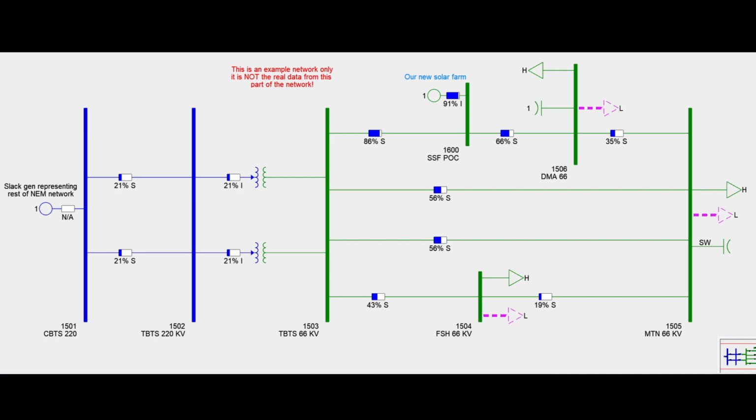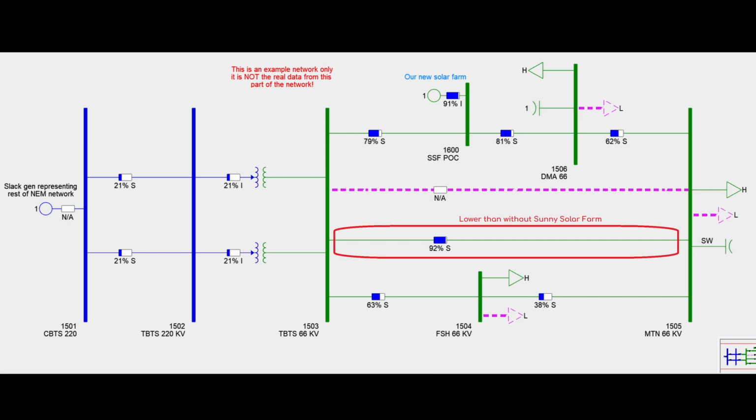With Sunny Solar Farm in service, we can see higher loading on the lines than the previous test when it was out of service, especially the Tyabb to Sunny Solar Farm line, but no line thermal limits seem to be exceeded, so it's looking good so far. Now let's repeat the same N-1 contingency as previously.